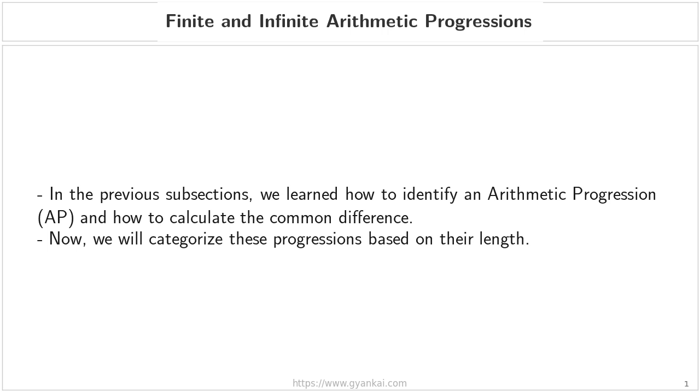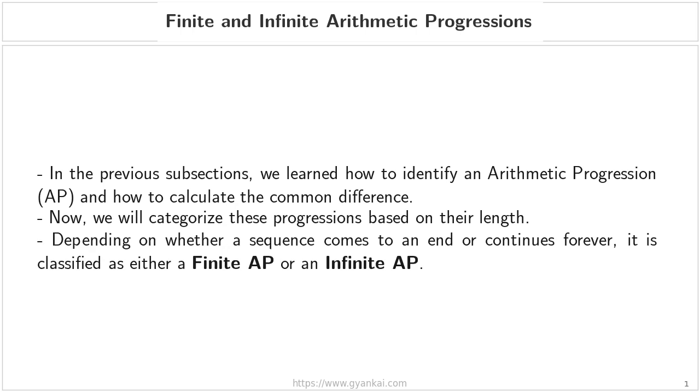Today, we aren't just looking at the numbers themselves, but rather at the length of the sequences. We are going to learn how to categorize these progressions based on how they behave over time. Specifically, we will look at whether a sequence eventually reaches a stopping point or if it simply continues on forever. Depending on this characteristic, we classify them into two distinct groups, what we call a finite AP and an infinite AP. Keep this distinction in mind, as we will explore specific examples of both in the next few slides.